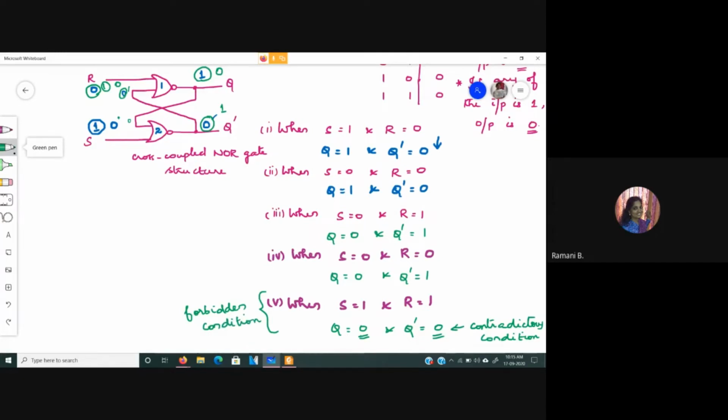So wherever you are going to use an SR latch using NOR gates, we will see to it that the inputs S and R are not equal to 1 simultaneously.